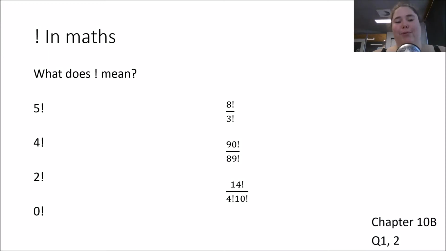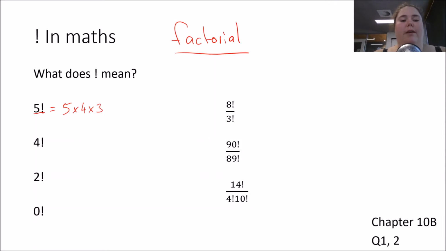An exclamation point in maths is not called an exclamation point, it's called a factorial. So that's what we're doing right now, factorials. This isn't 5 exclamation, this is 5 factorial. And what that means is we take the big number that we're doing the factorial of and multiply it by every number littler than it.